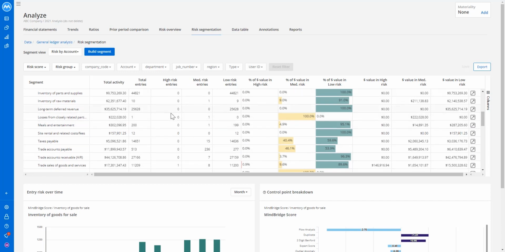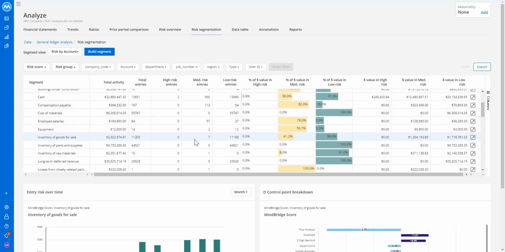As I continue to scroll through the different accounts found within the ledger, I come across the inventory of goods for sale. In this account, we're seeing 11,205 transactions, and almost all of them are found in low risk. However, there are 7 medium risk transactions found within this particular account area. This is telling me that there's a lot of consistency in the transactions that are recorded to this particular account.